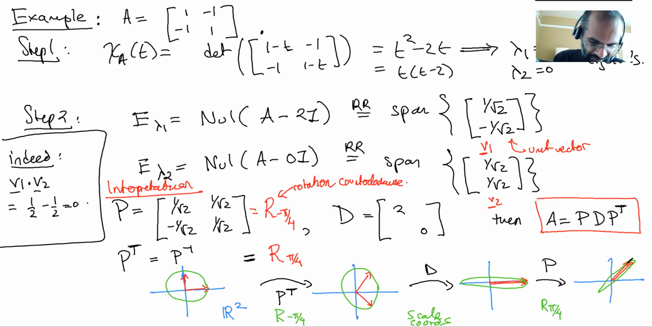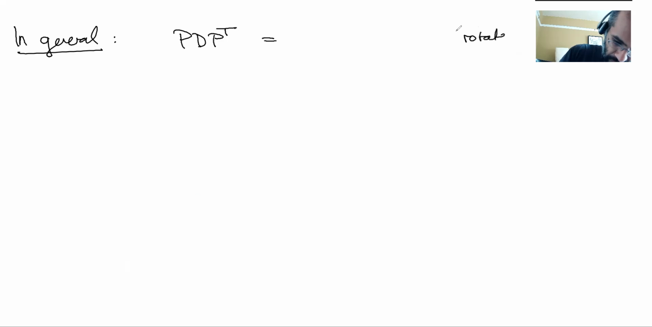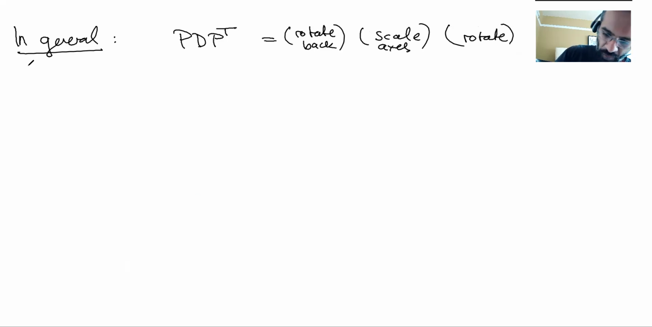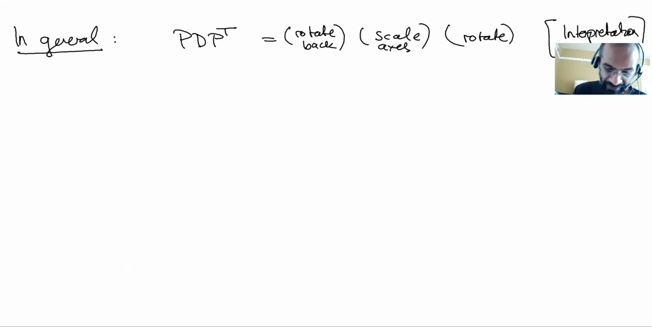So let me write in general. So in general, because orthogonal matrices are like high dimensional rotations, PDP transpose means rotate, scale axes, rotate back. So this is interpretation 1 of the spectral theorem. And this is kind of amazing, right? So it says every symmetric matrix can be written this way.